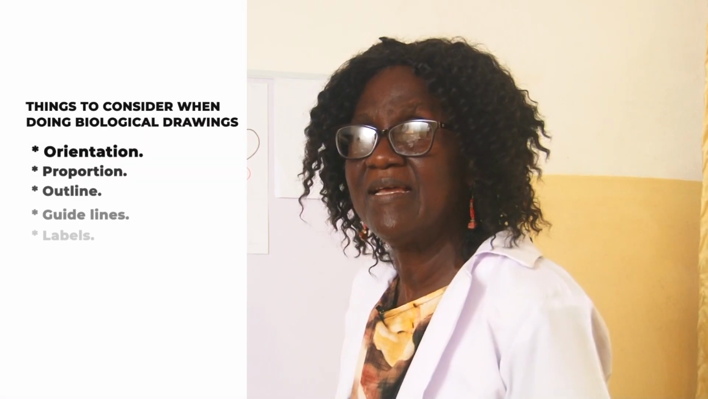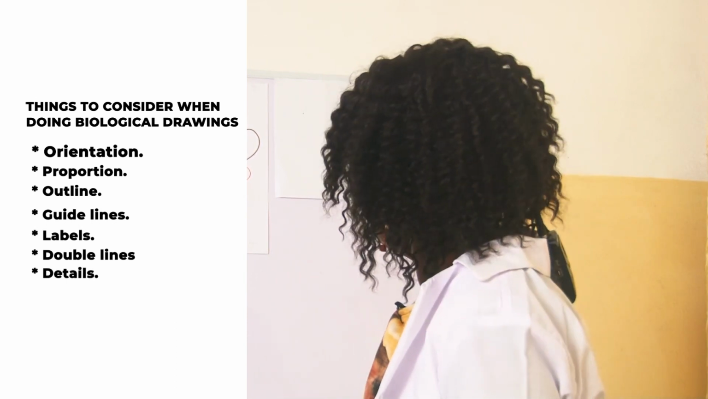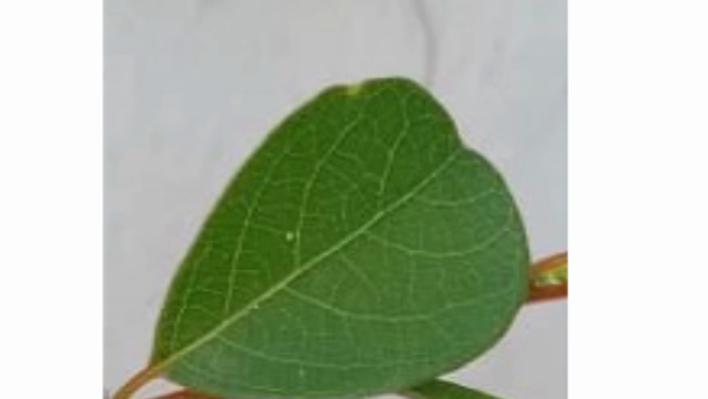Every drawing has details that must not be overlooked. For instance, the leaf. If we are drawing this leaf, what are some of the details that we can't overlook? Look at the shape of the leaf. It's a detail, isn't it? Look at this part of the lamina. This is a detail you can't miss. The shape and this you can't miss as details.